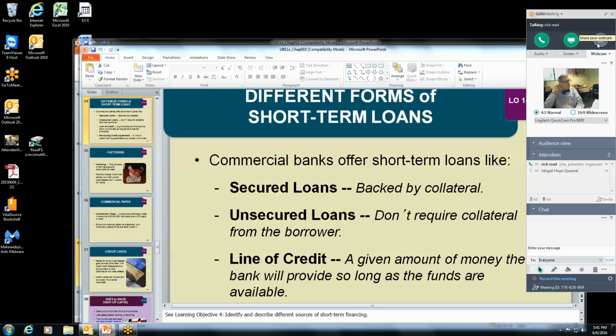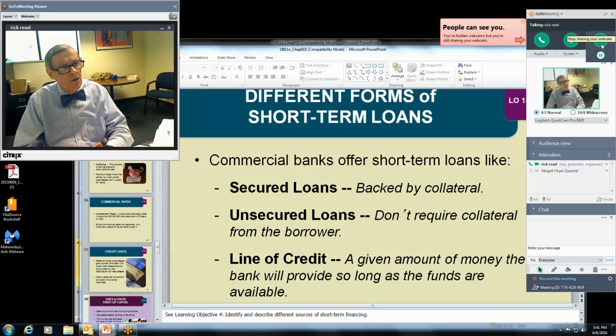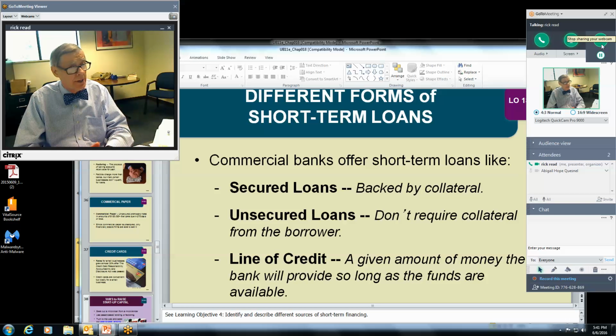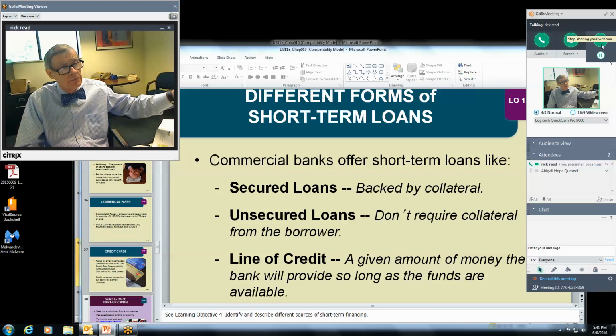A secured loan is backed by some kind of collateral. That collateral usually tends to be something like property. It is saying, okay, I want to take out a loan for $10,000, and what am I going to put up as collateral? I'm going to put up this piece of property that I own that's been assessed at $10,000, or maybe even more. This is what it's worth.